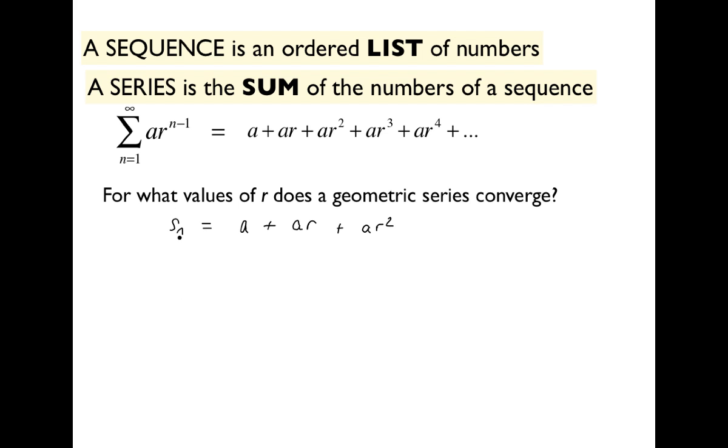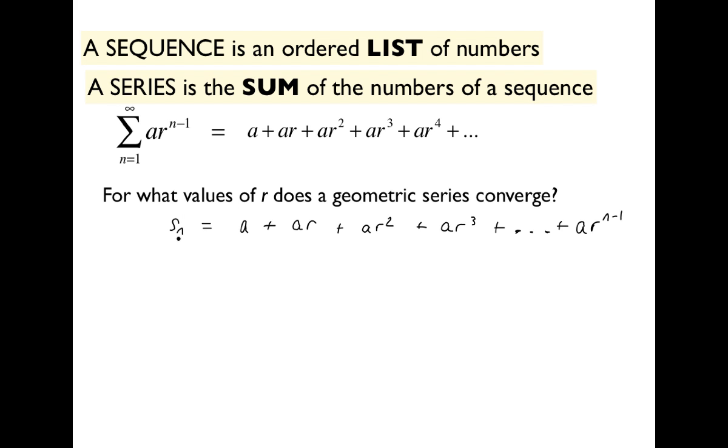I'm not saying the sequence, I'm saying the nth term of the sequence of partial sums. So what is the nth term, or what do we add up to? ar to the n minus 1, and we stop, because this is a partial sum. It's just the first n terms added together.